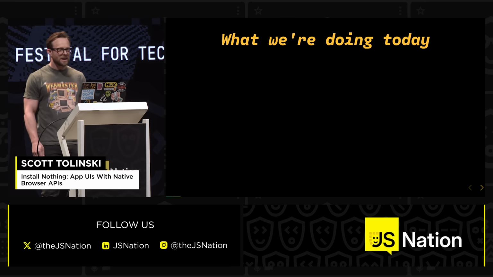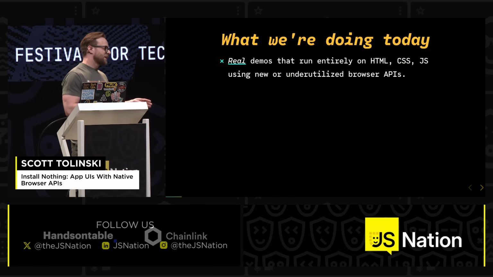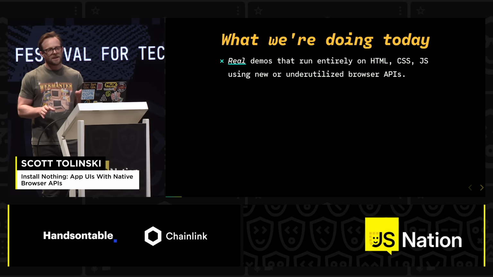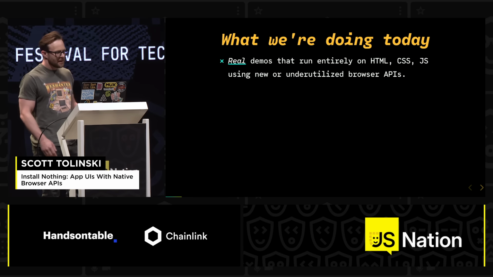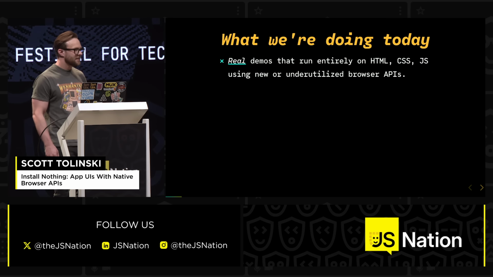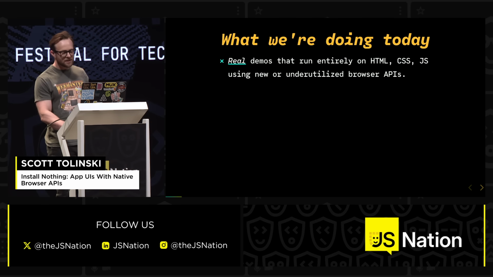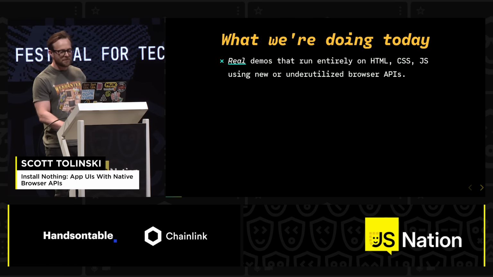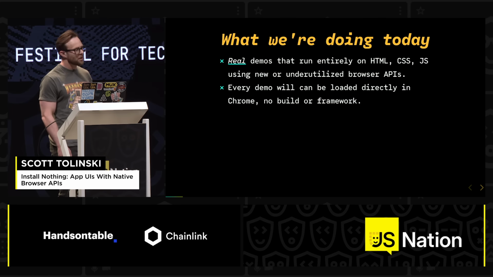So, what am I going to be talking about today? Well, we're going to be taking a look at some real demos, and all of these demos run entirely on HTML, CSS, and JavaScript. There's no frameworks, nothing, no build steps. These are going to be looking at new or potentially underutilized browser APIs, some of which you've probably seen before, some of which maybe you haven't, and maybe you didn't know you were able to use them today. So again, all of these demos can be loaded directly into Chrome, no build, no framework.